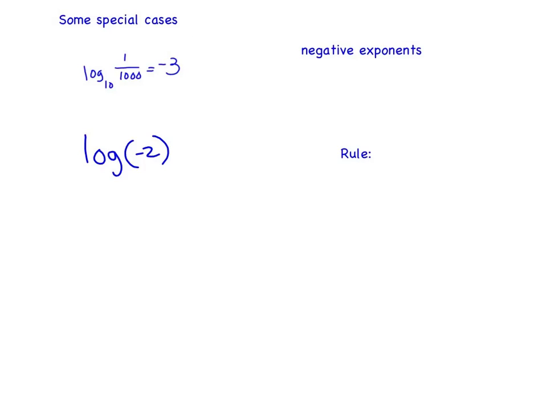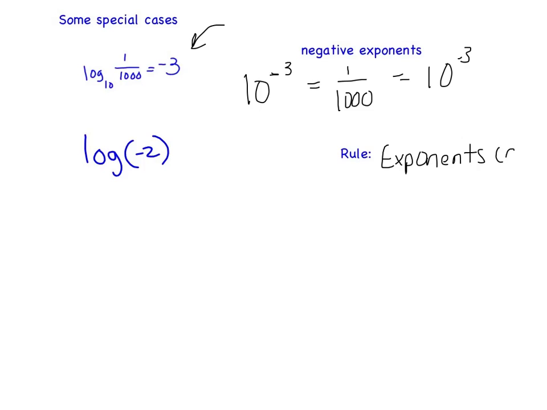If I were to write this as an exponent, I would have 10 to the negative 3, right? Base to an exponent equals a value. Well, I can rewrite 1 over 1,000 to be 10 to the negative 3. So that's a true statement. So exponents can be negative.